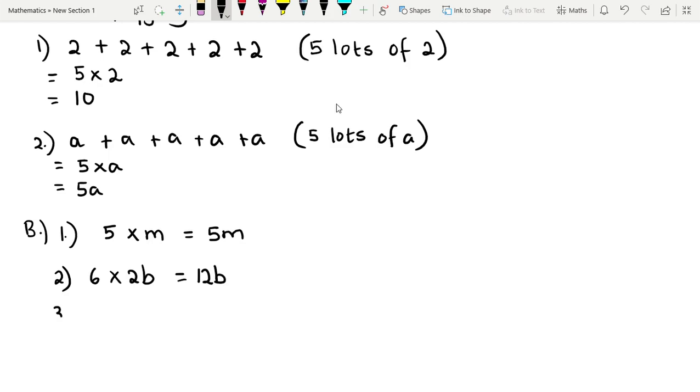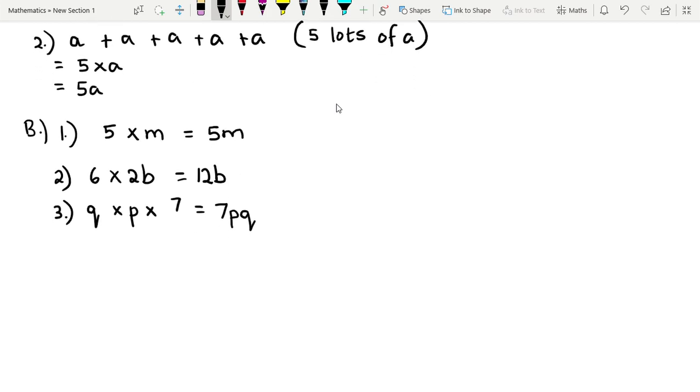The next one is 3. For number 3, we're going to look at something like q times p times 7. So when we have a sum like this, we're going to write our variables in alphabetical order. First, we would start with our numerical value, which is 7, and then p times q is qp, but in alphabetical order it would be pq.